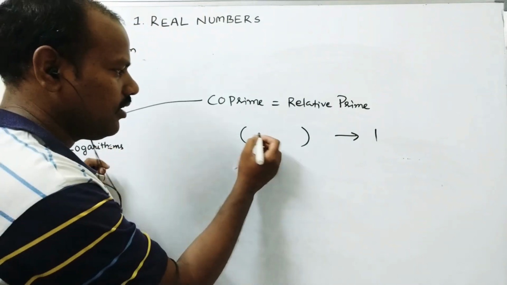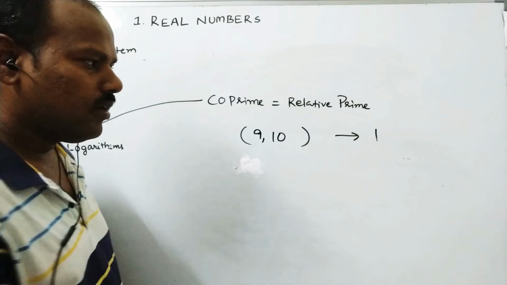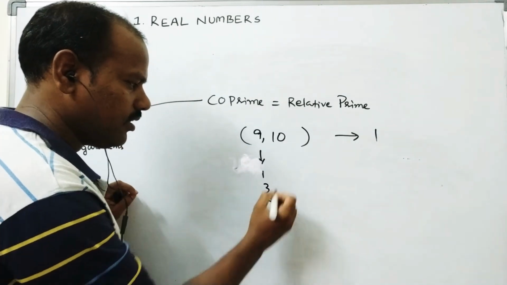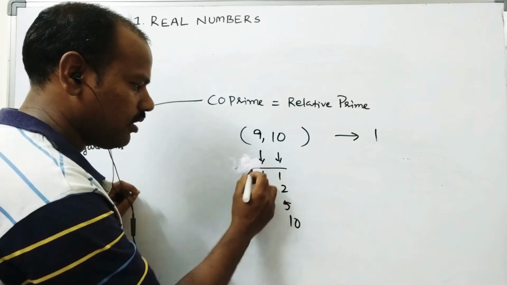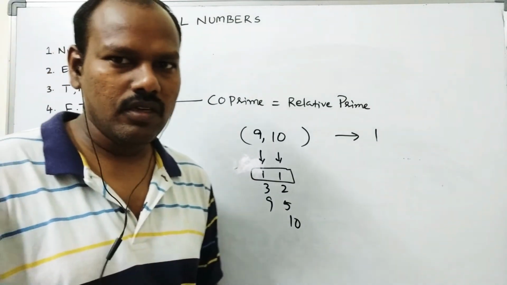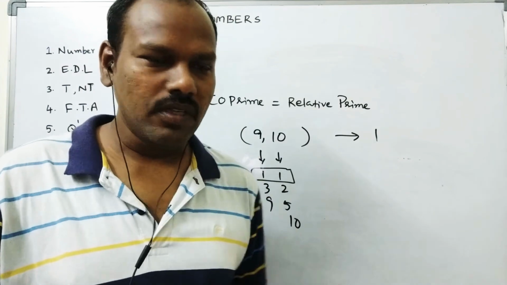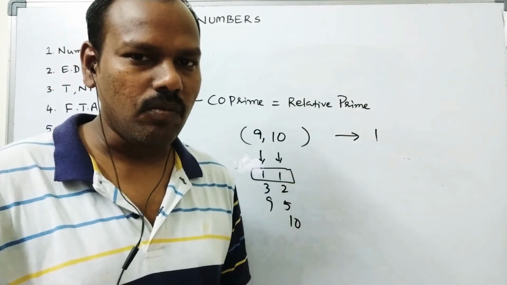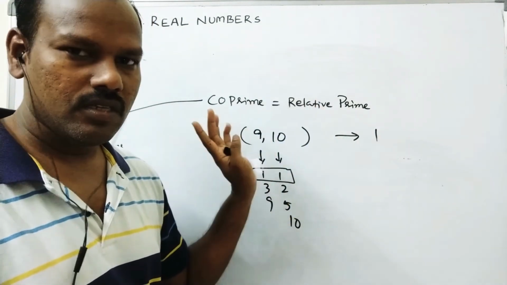Example, see here. 9 is not a prime number, 10 is not a prime number, but both are co-prime, because 9 goes in 1 table, 3 table, 9 table. 10 goes in 1 table, 2 table, 5 table, 10 table. Both have one common factor. So therefore both are co-prime. Also called relative. See, relation means one bond should be there. Likewise, two people are said to be relatives, they must have one bond. So here also two numbers have one bond, relative primes.